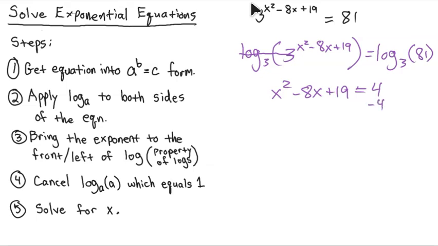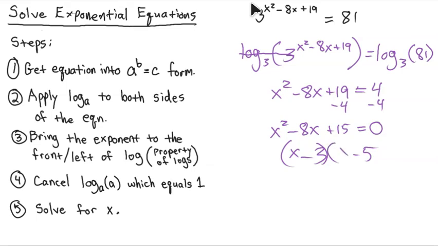We're going to subtract 4 from both sides. Why? Well, this is a quadratic, so we want to set it equal to 0. That's how we solve a quadratic. Okay, and we'll have x squared minus 8x plus 15 is equal to 0. Now this quadratic is factorable. There are two numbers that multiply to positive 15 and add up to negative 8. They are negative 3 and negative 5. So I'm going to put an x in front of each one of them, put some parentheses around them, equals 0. So x minus 5 times x minus 3 is equal to 0.